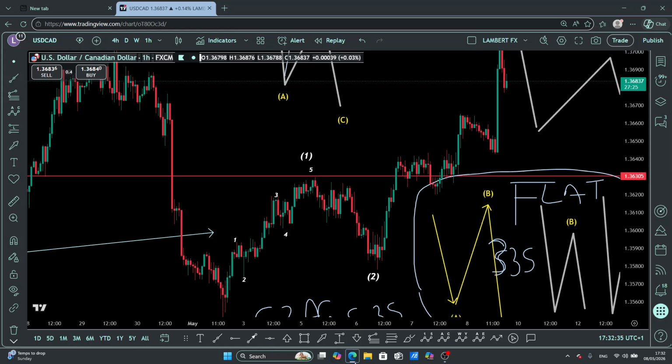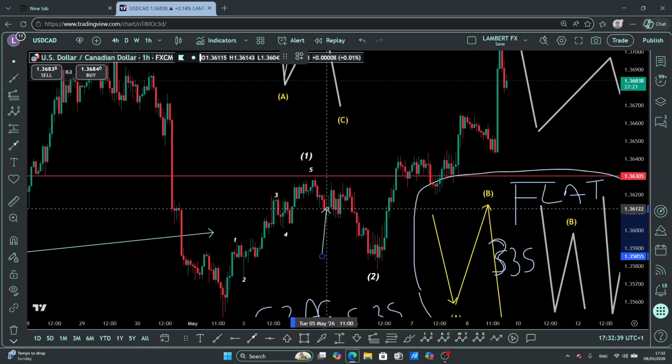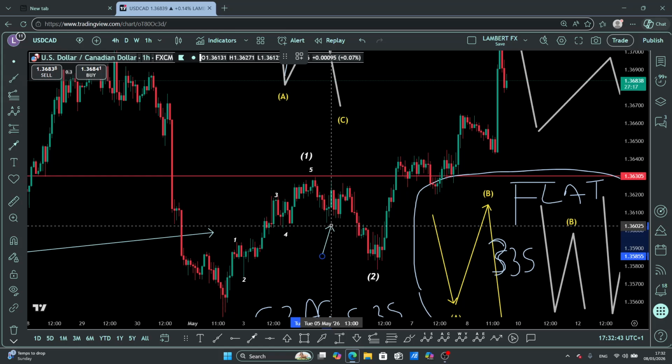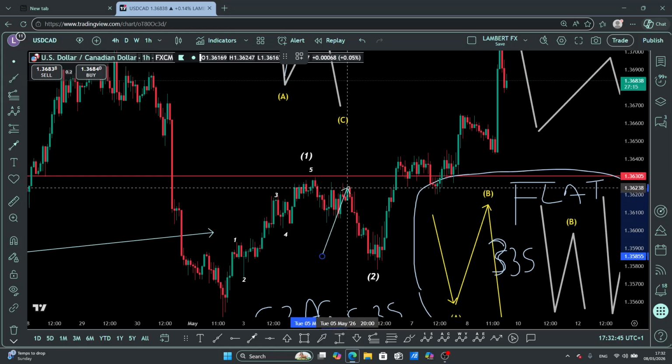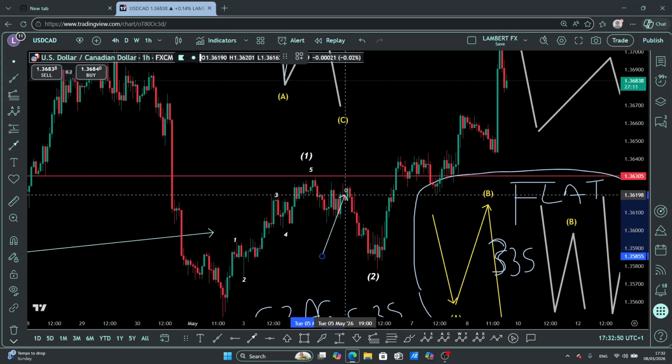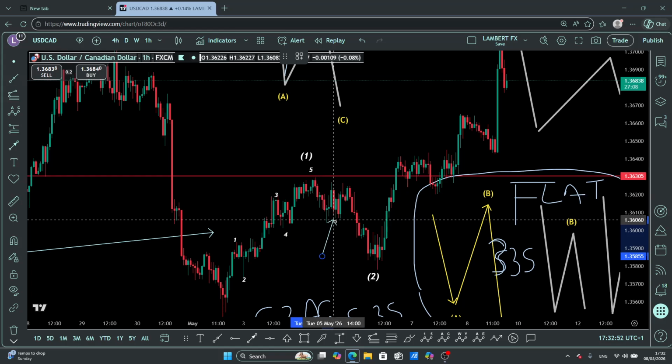Saying that, like I said, we can also have a zigzag, which is a 5-3-5. So this would be a 5 leg down, a 3 leg up, and then a 5 leg down. If you see a 5 leg down, a 3, and a 5, then it is a zigzag and not a flat. I hope that makes sense. That is how to identify your leg 2.